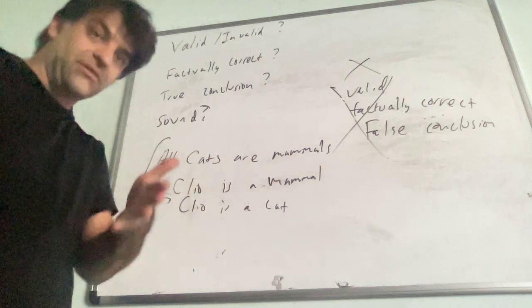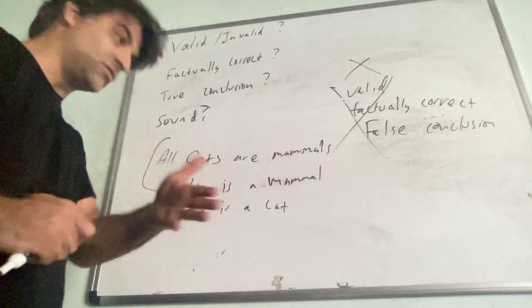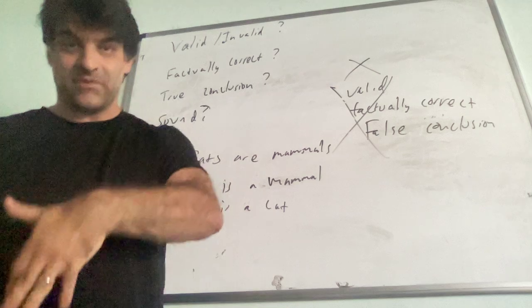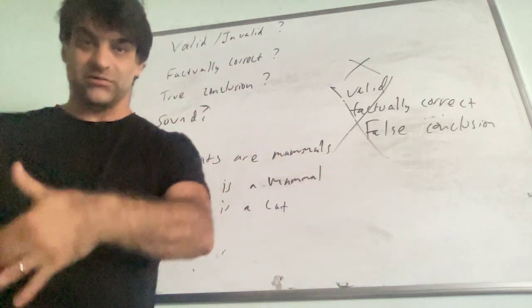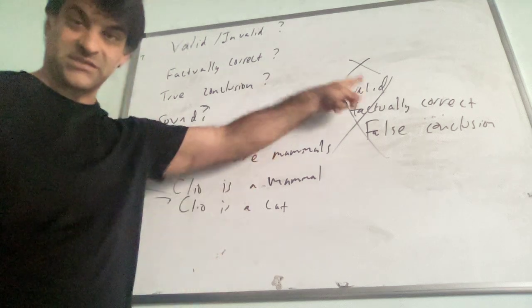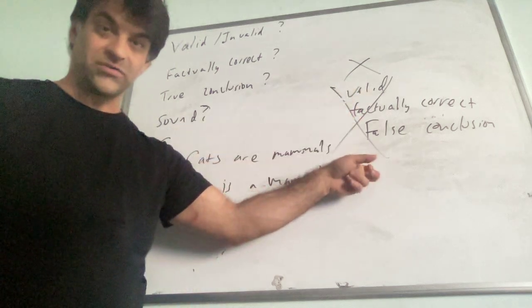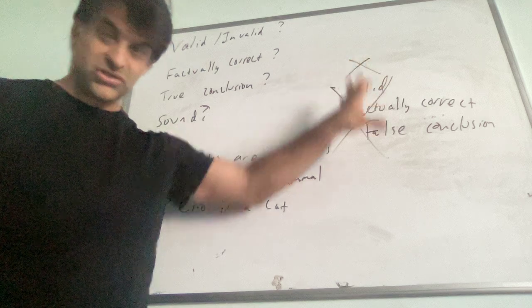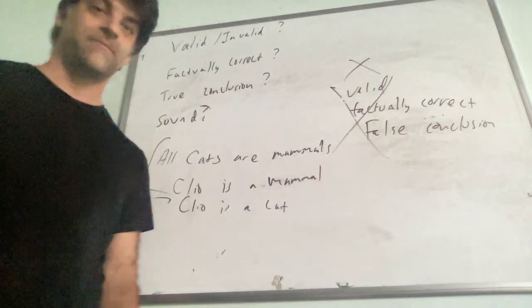Otherwise, you can't assume that because it's invalid it has false premises, or because it's invalid it has a false conclusion, or because it's invalid it has a true conclusion. You can't assume just because it's valid that it has a true conclusion. You have to at least see whether the premises are true. Okay?